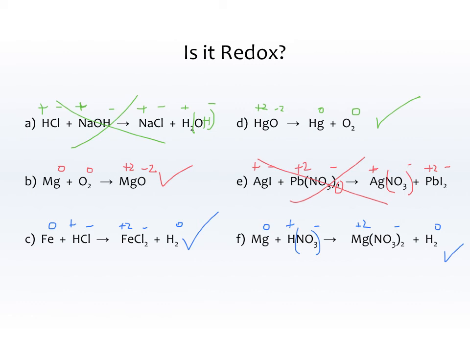Hopefully what you've noticed, redox reactions tend to have a single element on one side, either the reactants or the products, and then that element within a compound on the other side, so that the element will have to have changed oxidation numbers because by itself it's always 0, and in a compound it's never 0. So if you ever see a single element on one side and that element in a compound on the other side, that reaction has to involve losing and gaining electrons.